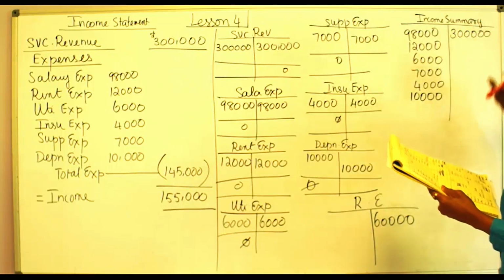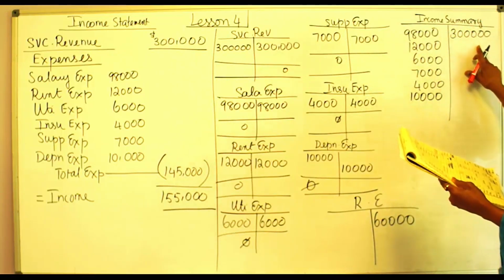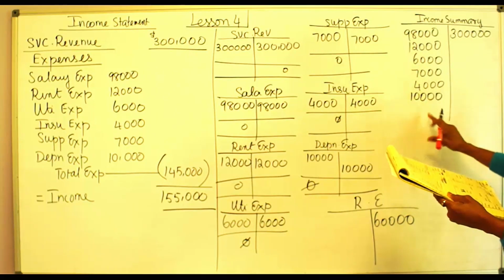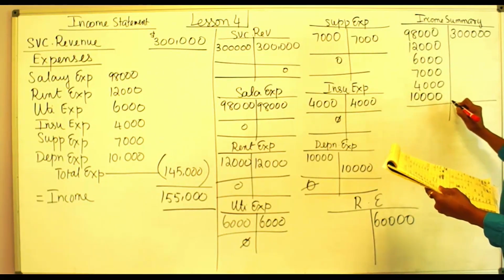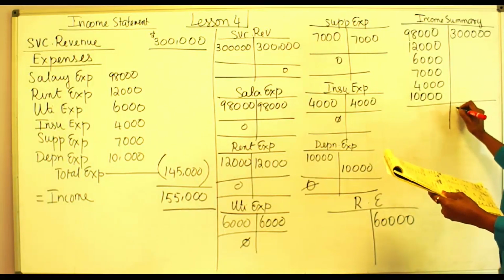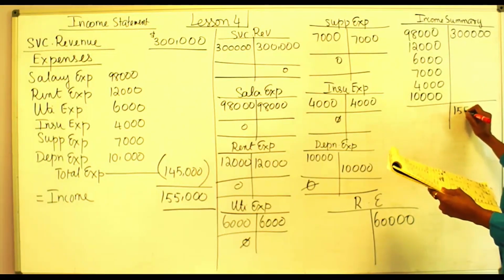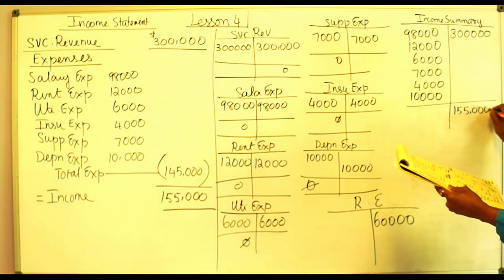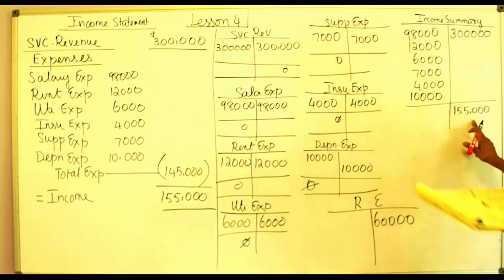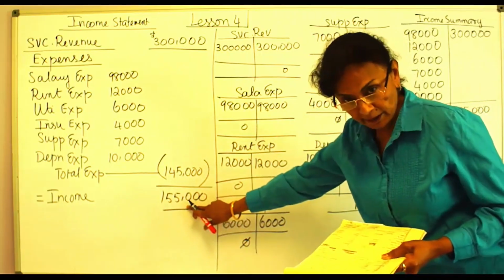Now you go to the income summary. You have the credit side 300,000, debit side all these accounts. When you balance it, you have 155,000 on the credit side. This would be equal to your income here.